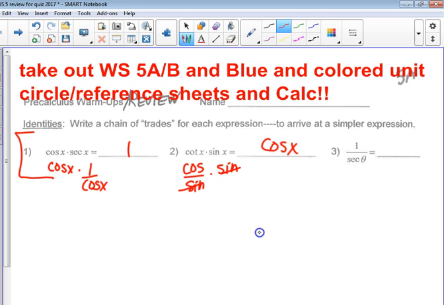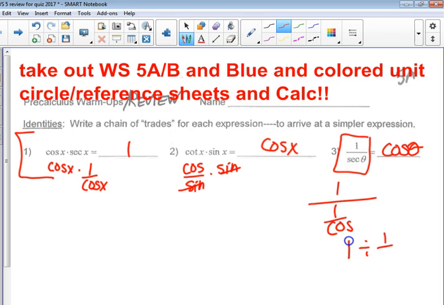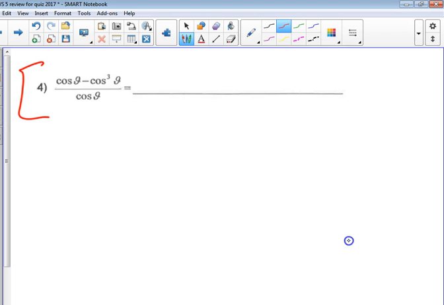Yeah. Okay, this is actually straight up on your blue sheet. It actually says 1 over secant is cosine. Otherwise, I know some of you wrote out 1 over cosine, which is 1 divided by 1 over cosine, which is 1 times cosine over 1, which is cosine. Okay, moving on. What do you want to try on 4?